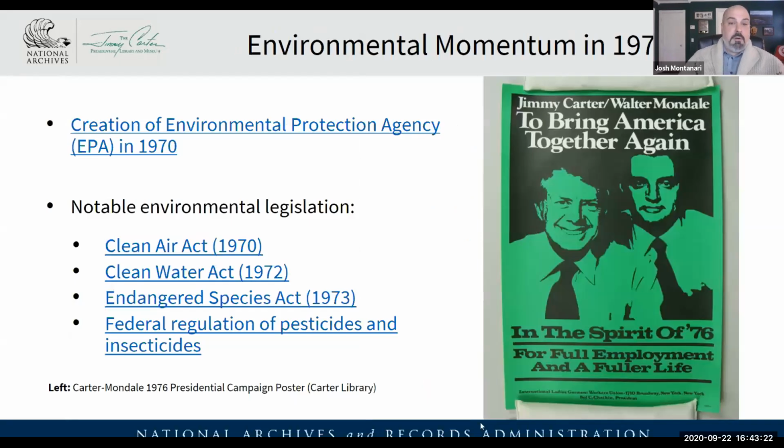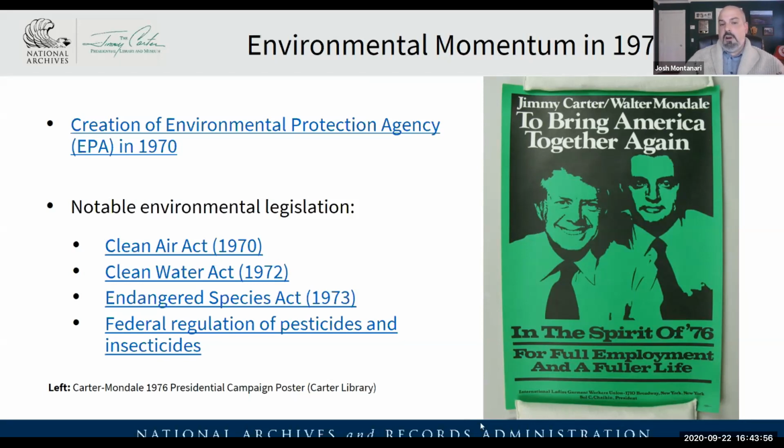Now, when he's running for president in 1976, there's a lot of environmental momentum in the United States. And contrary to any preconceived notions people might have about President Richard Nixon, the Nixon administration is actually extremely responsive to the environmental movement. We have the creation of the EPA in 1970. And then we see notable legislation, the Clean Air Act, Clean Water Act, Endangered Species Act, and a multitude of other federal regulations on pesticides and insecticides.